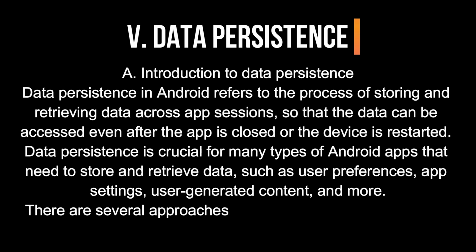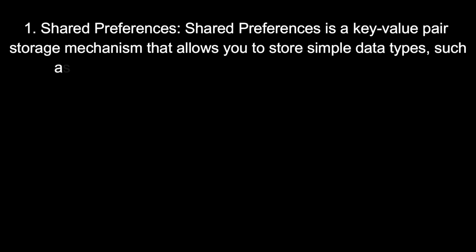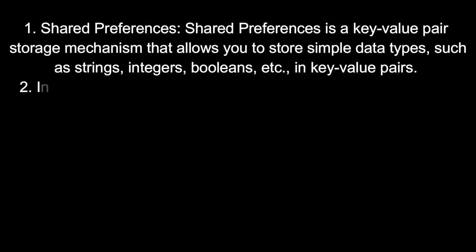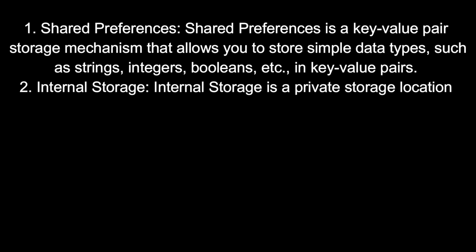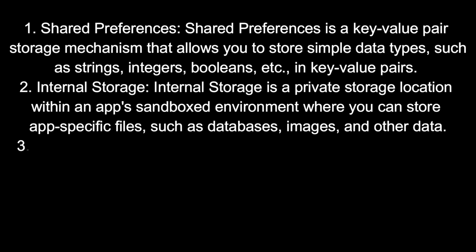There are several approaches to achieving data persistence in Android, including: 1. Shared preferences. Shared preferences is a key-value pair storage mechanism that allows you to store simple data types, such as strings, integers, booleans, etc., in key-value pairs. 2. Internal storage. Internal storage is a private storage location within an app's sandboxed environment where you can store app-specific files, such as databases, images, and other data.